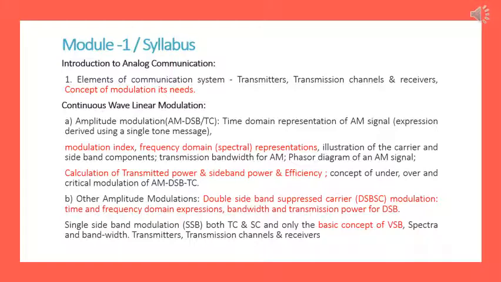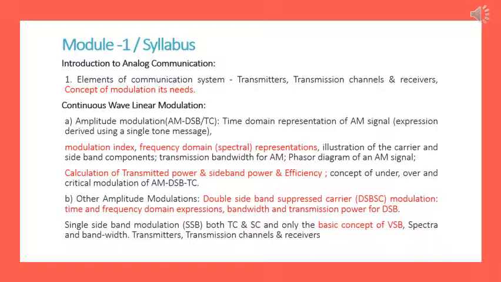First, we have an introduction to analog communication. In this topic we study what analog communication is all about, how the analog communication system looks from the transmitter to the receiver, and in between there is a transmission channel. Apart from this, why do we need communication? We have to see that total analog communication is about modulation and demodulation, and what the needs for modulation and demodulation are. The concept of modulation is to understand why we need modulation.